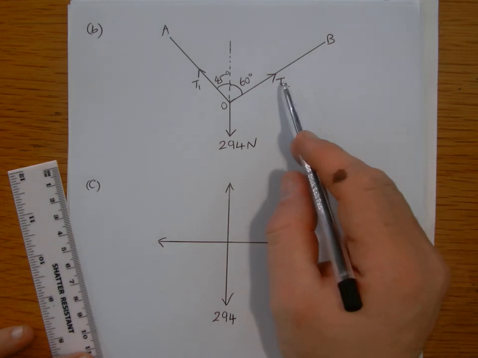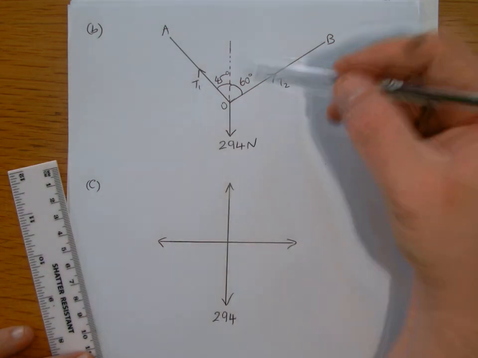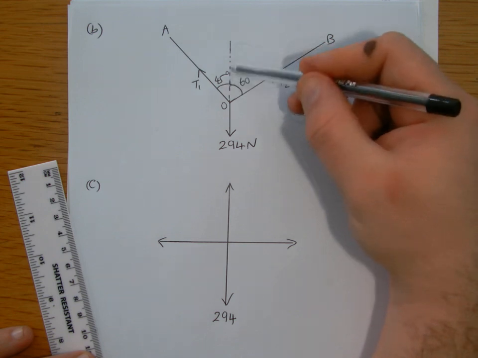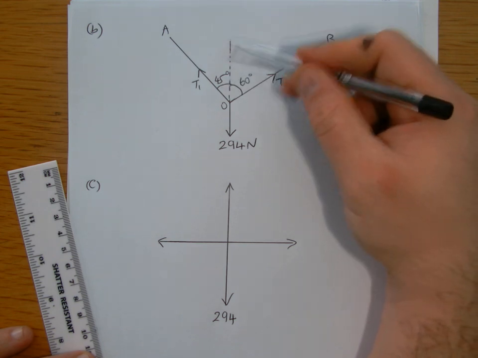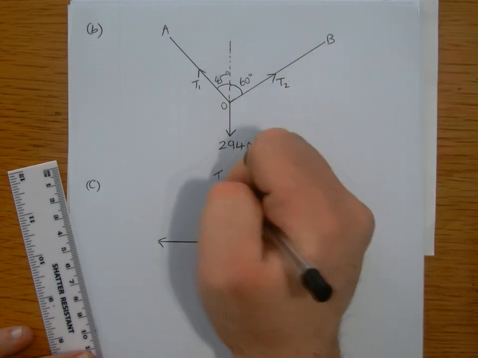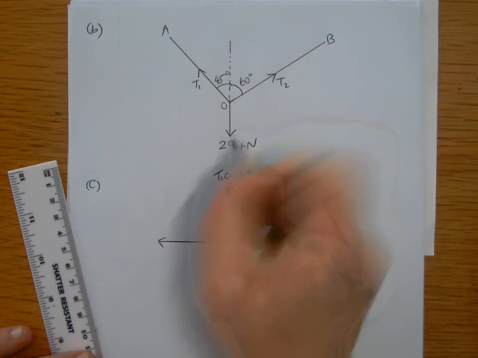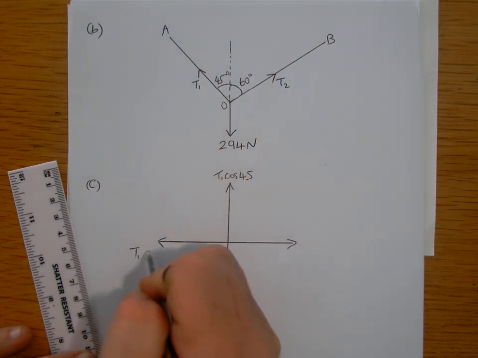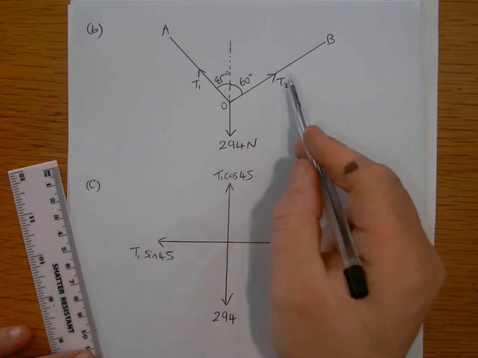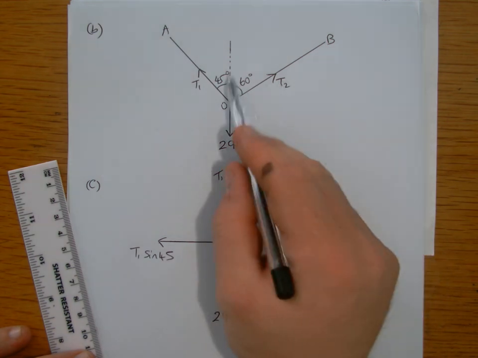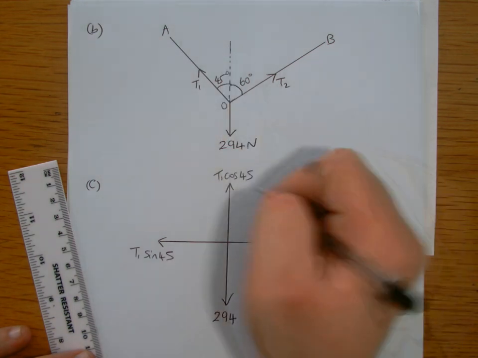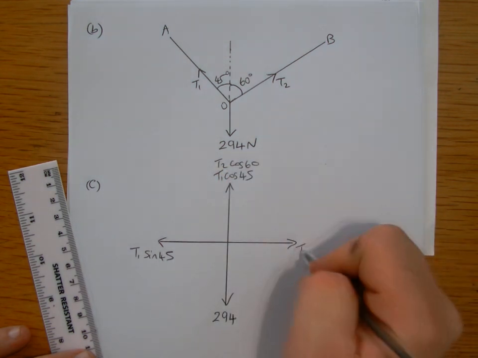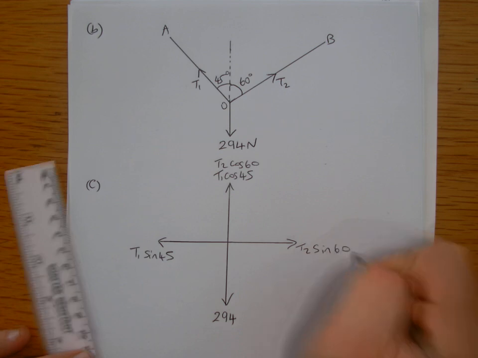Now, let's do T1 first. The angle here is to the vertical. The angle is contained to this side, so it'll be cos on this side, so it'll be T1 cos 45, the component there. And the component going this way will be T1 sine 45. Similarly for T2, because the angle is contained to this side, it'll be cos, so it'll be T2 cos 60, and then the opposite, T2 sine 60.